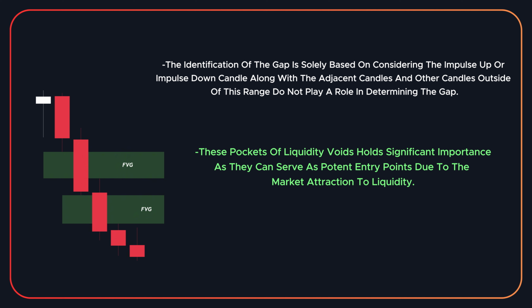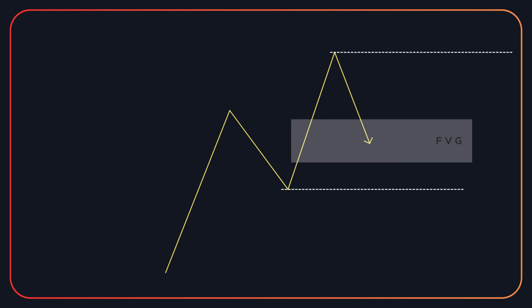Now that you have understood the main theory behind the fair value gaps, now let's learn how we can use it to our advantage. The main key factor that we should consider to figure out the price direction is the price action that happens when the price enters into our highlighted fair value gap.